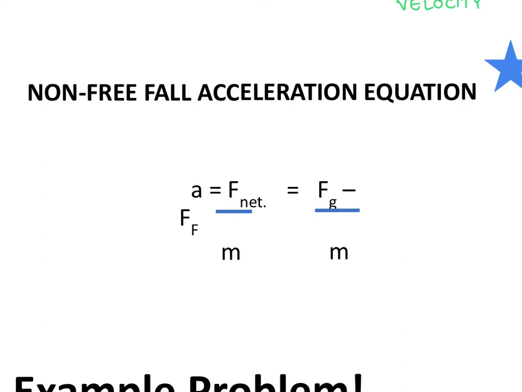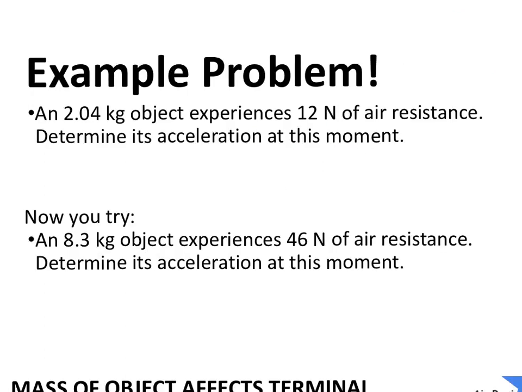To solve for non-free fall acceleration, the equation is a equal to F over m, but in the event that you have two forces, you're going to take your F of G minus your force of friction, all over your mass. So let's do a sample. We know our acceleration is equal to force over mass from our previous slide. So a 2.04 kilogram object experiences 12 newtons of air resistance. Determine its acceleration at this point.